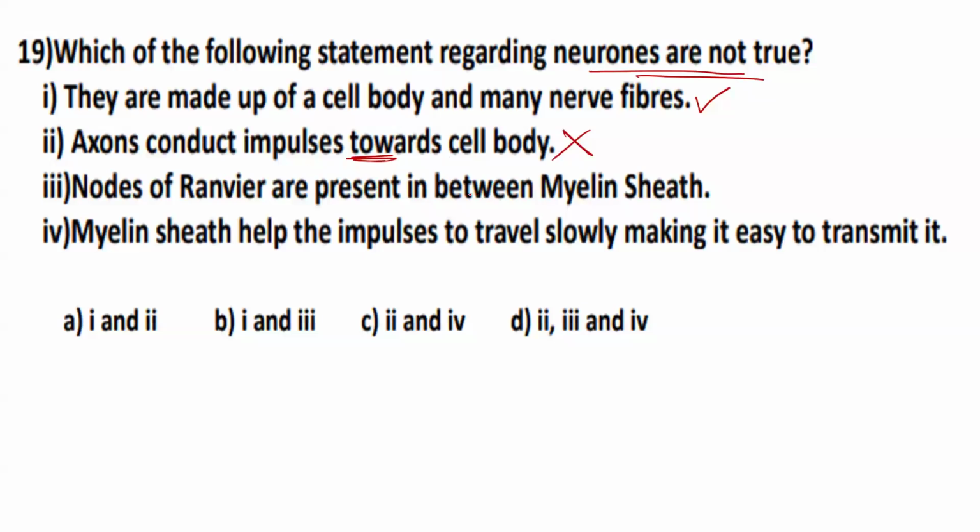Nodes of Ranvier are present between the myelin sheath. Yes, that is correct. Myelin sheath helps the impulses to travel slowly, making it easy for transmission. No, no, no. Due to myelin sheath, the impulses are jumping and going. When they jump and go, the speed increases. So therefore, 1 and 3 are correct. Are they asking that? No, they are asking the wrong statement. 2 and 4 are the wrong statements. They are asking which is not true regarding the neuron.